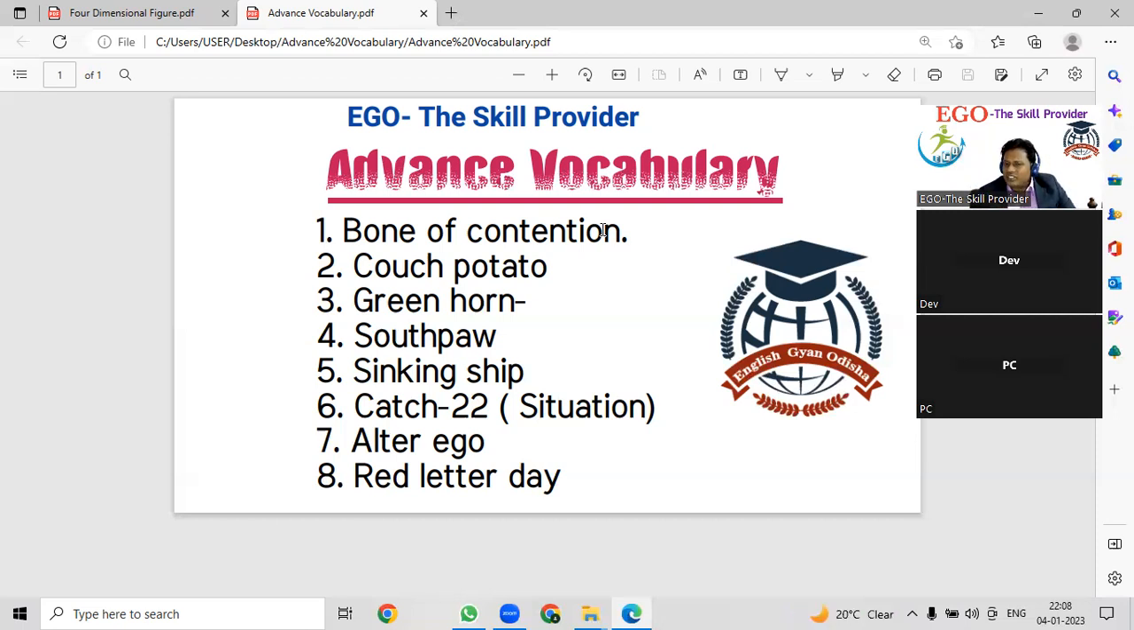I would say the boundary wall is the bone of contention. What exactly do you understand? Bone of contention means it is the main reason of disagreement, the main issue.